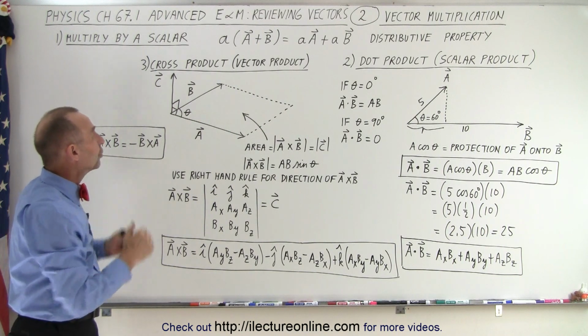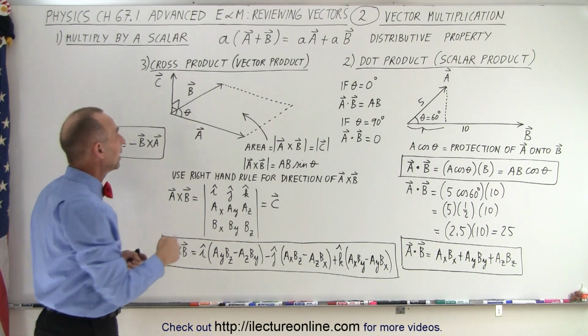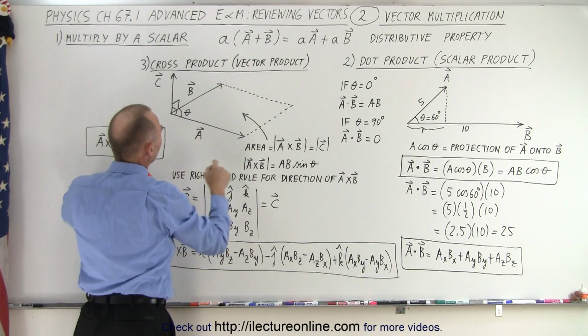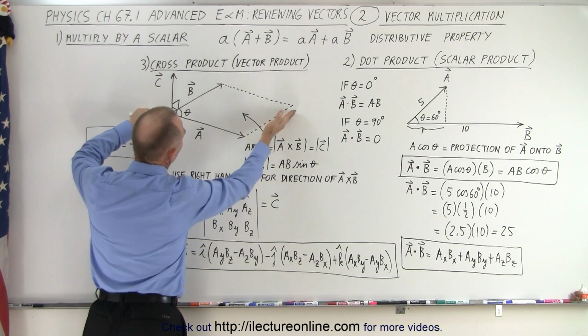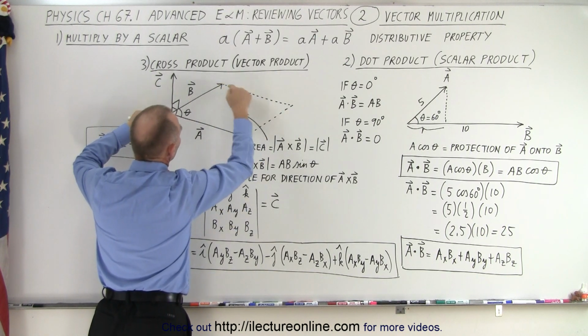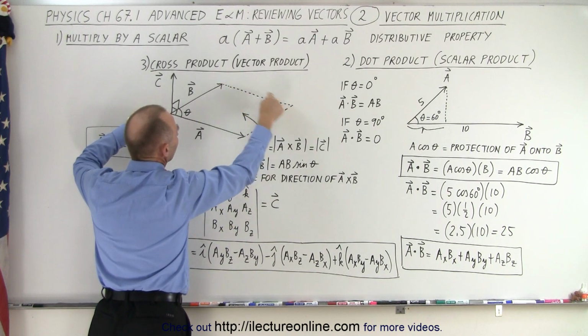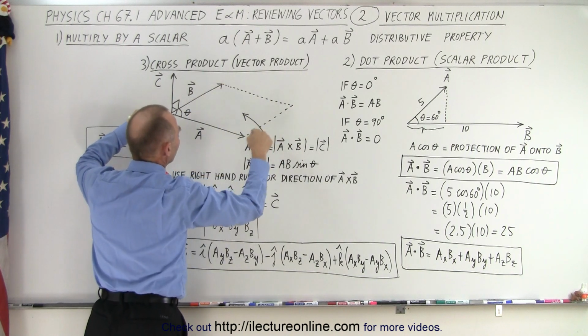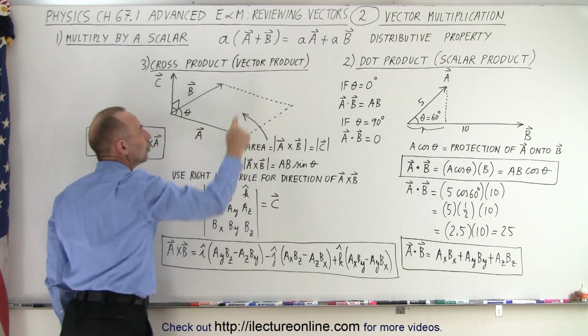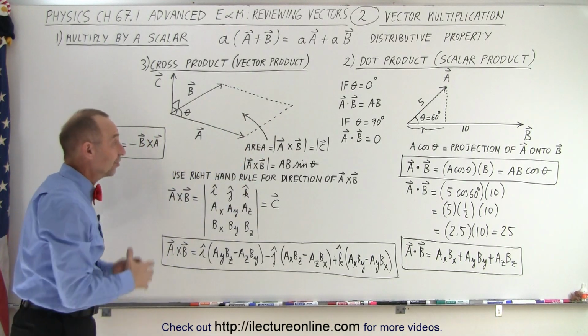Now the magnitude of the cross product, or the vector product, is simply equal to the area formed by this parallelogram. So if we draw a line parallel to B starting from the tip of A, and we draw a line parallel to A starting from the tip of B, where they meet right here, we end up with a parallelogram, and the magnitude of the cross product equals the size of that area.